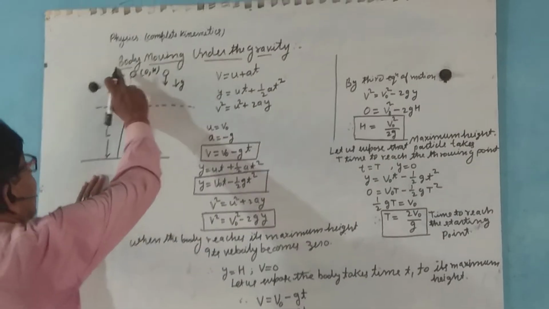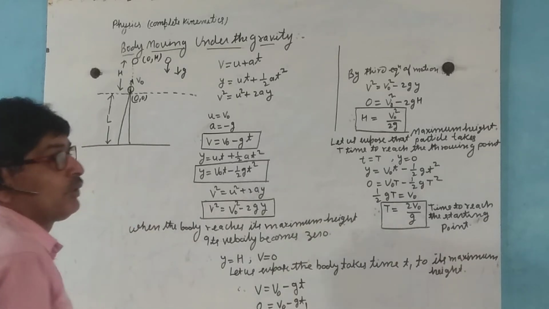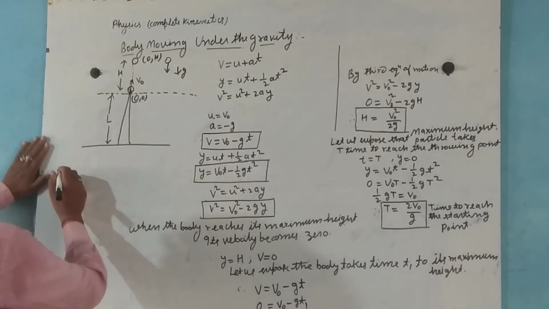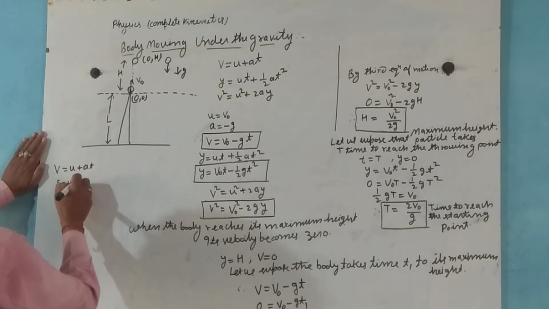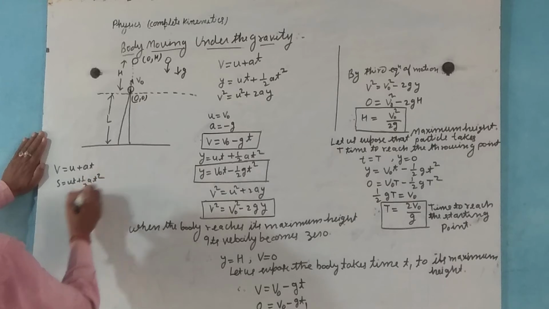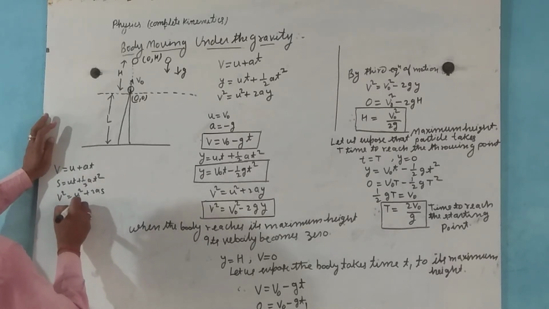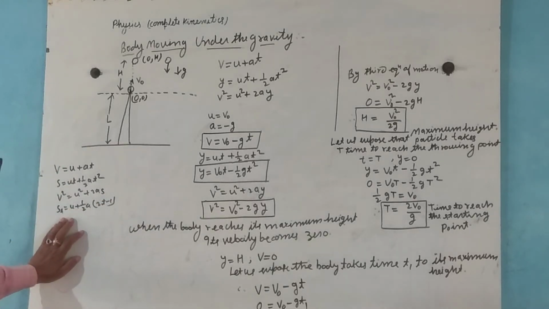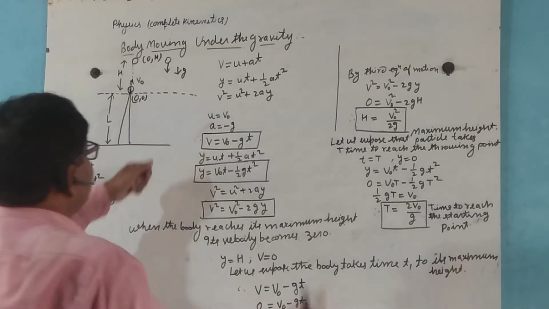Now here, a body moving under gravity means that the body moves vertically up and down. Now we know the equations of motion: V equal to U plus AT, S equal to UT plus half AT square, V square is equal to U square plus 2AS, and S_t equal to U plus half A times (2t minus 1). This is the distance covered in the t-th second. Now, in this case, the body moves vertically up and down.